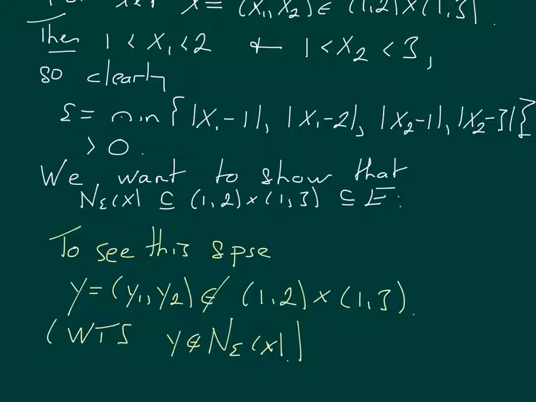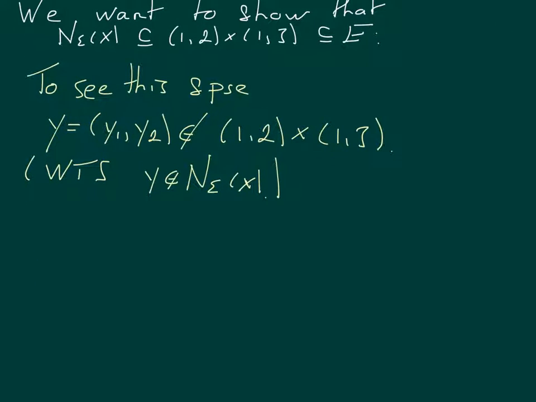So to see this, we're going to pick a y. It's going to have two coordinates, a y1 and a y2, which isn't in this set here. So it isn't in (1,2) crossed (1,3), and we want to show that y is not in the epsilon neighborhood about x. If we've done that, we'll have shown this. Okay, so how are we going to do that?